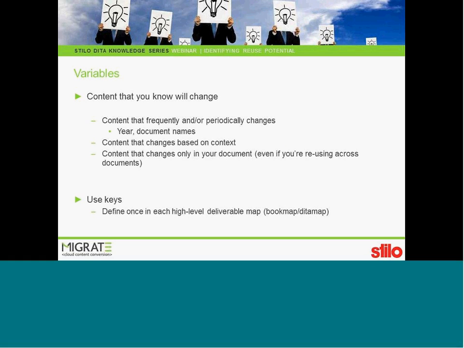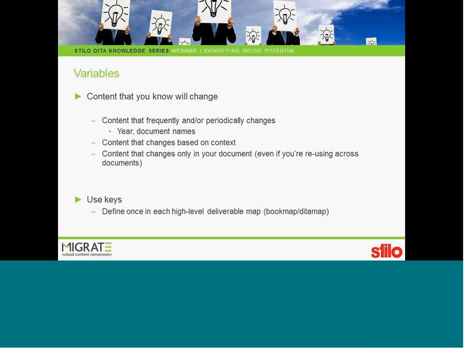Okay, let's move on to variables. Variables are very much like the FrameMaker variables that most of you are probably familiar with. It's the content that's going to frequently, periodically change. So the year, the name of the document that you're working on, or the name of the documents that you're referring to, the component names. It's where when you want to change it, you want it to change everywhere. And stuff that would ordinarily have been a variable in FrameMaker now becomes a variable in DITA, and it's done using a key, which I will get to in a second.